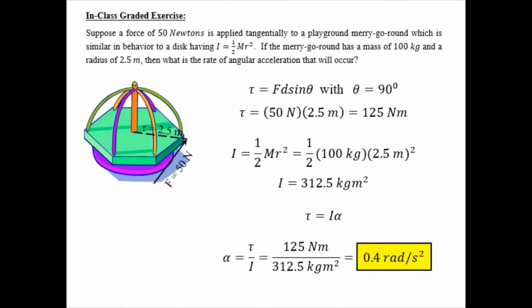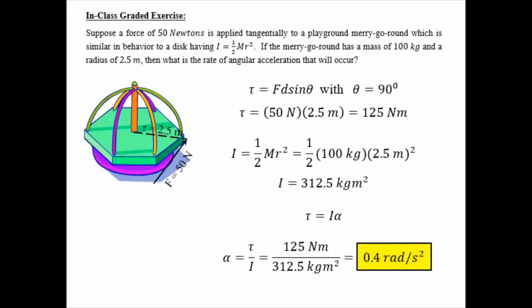Okay, so hopefully you had a chance to work on this, and what we're going to do is see how to do this problem. It says, suppose a force of 50 newtons is applied tangentially to a playground merry-go-round, which is similar in behavior to a disk having I equal to 1/2 mr squared. It says if the merry-go-round has a mass of 100 kilograms and a radius of 2.5 meters, then what is the rate of angular acceleration that will occur?